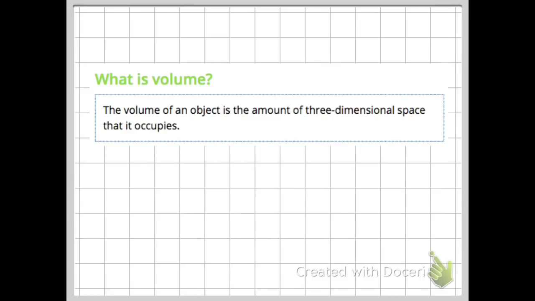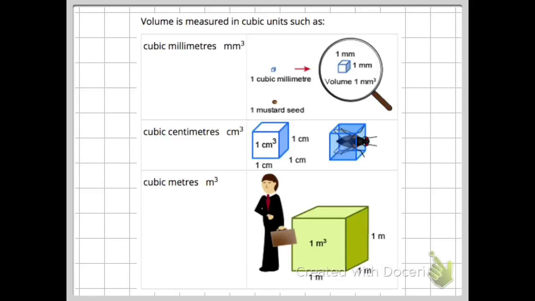Now let's just revise the idea of volume itself. The volume of an object is the amount of 3-dimensional space that it occupies. In other words, how much space a shape takes up. We measure volume in cubic units.